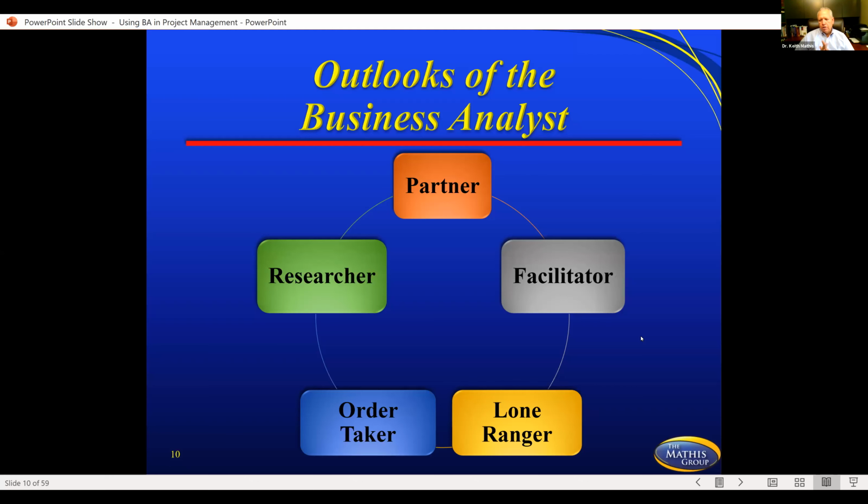So what's the outlook then of the business analyst? Well, you've got the facilitator. Sometimes you'll see people who will want to be the Lone Ranger. That normally does not work very well as a BA because you do have to be such a people person. Some people look at it as an order taker, and if you've attended training, you've heard me say this, like you're going to McDonald's and you're ordering, I want pickles less and tomato. That's not a good BA.